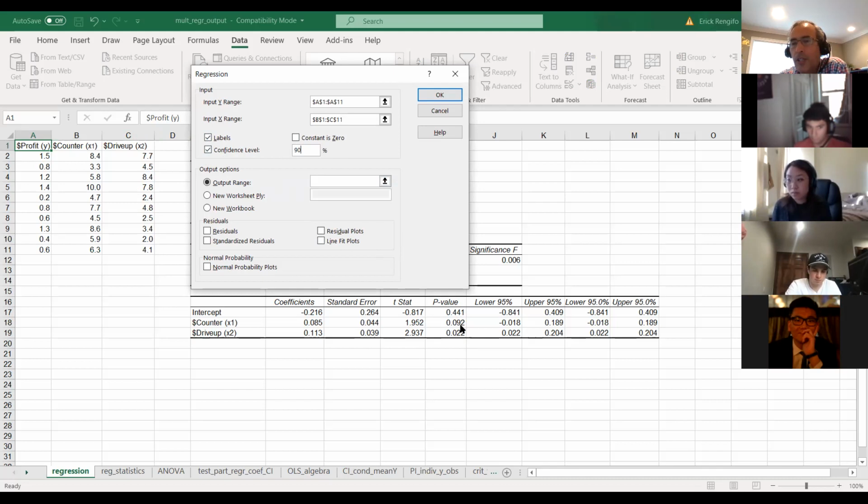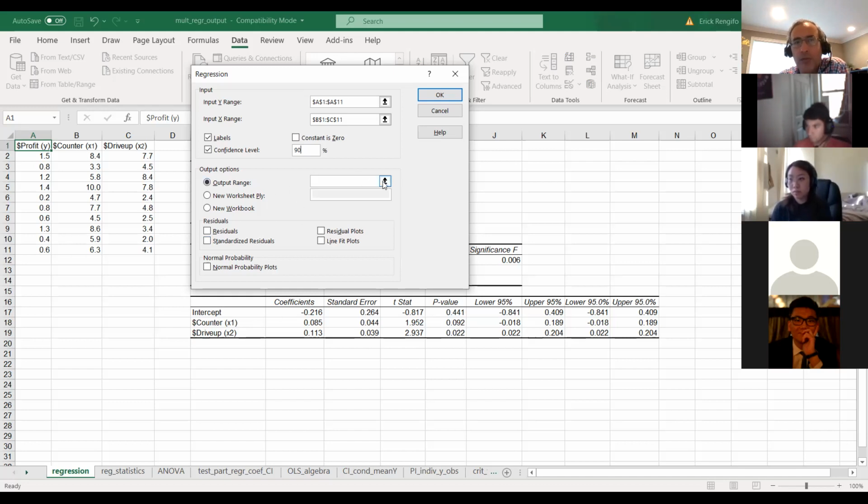What do you think? Reject. If alpha is 0.1, so 10%, this number here is going to be smaller than 0.10. So it implies that I will reject my null hypothesis, correct? So this one is significant at 10%.